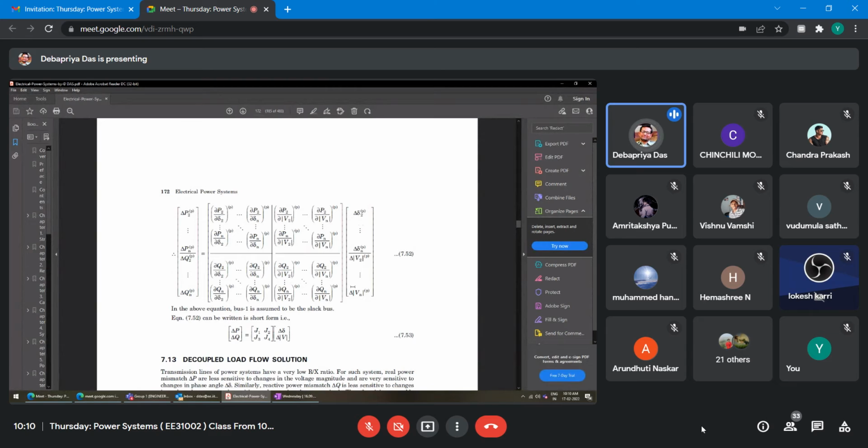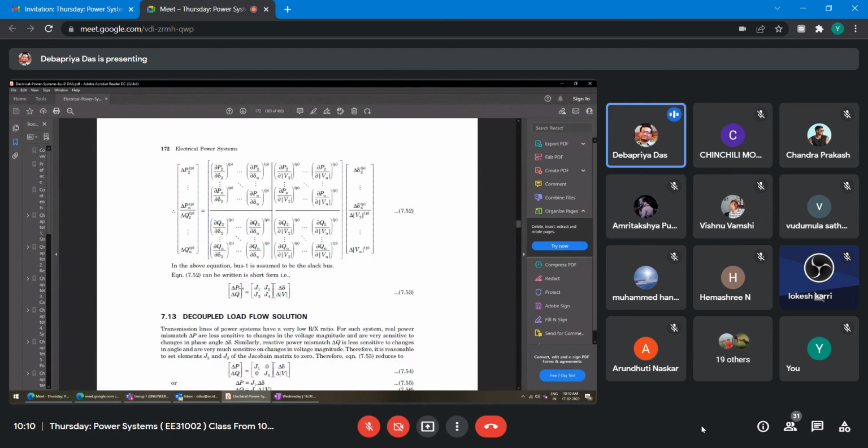Then on the right hand side, right after that, all these elements accordingly you can put, because delta P2 will be delta P2 upon delta delta 2, then plus delta P2 upon delta delta 3 into delta delta 3, and so on, right? So this matrix, if we define it as J1, this as J2, this matrix as J3 and this matrix as J4, right? So therefore we can write delta P, delta Q, that is J1, J2, J3, J4, and this is delta delta, this is delta V, right?